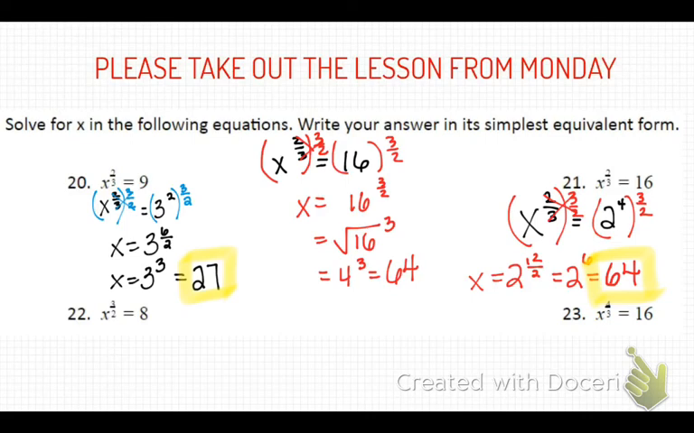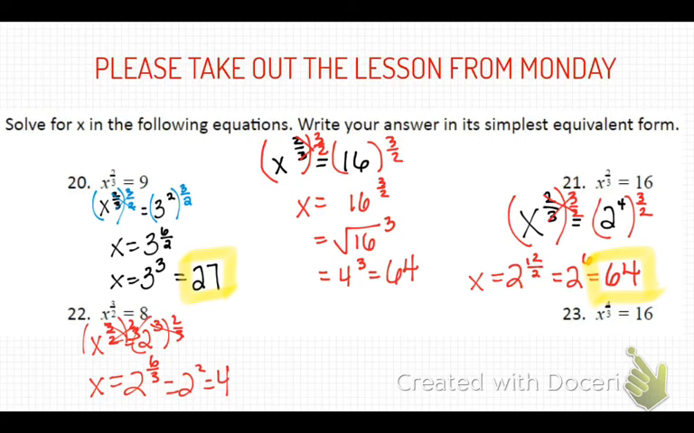2 to the 6th wasn't on your table, but 4 to the 3rd is, so that will also work. Okay. Number 22, we got this 2 cubed, so x equals 2 to the 6/3, which is 2 squared, which is 4. Is that what you got?